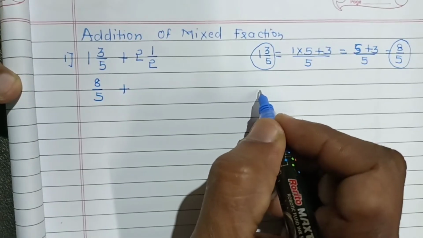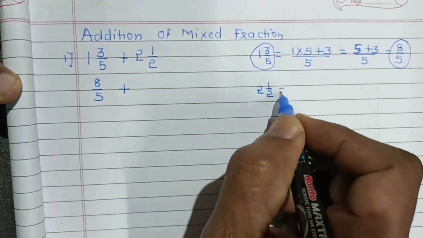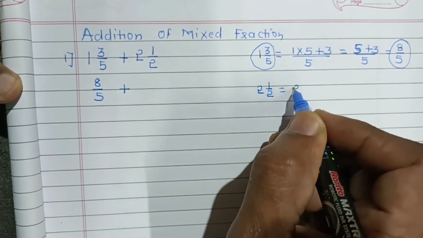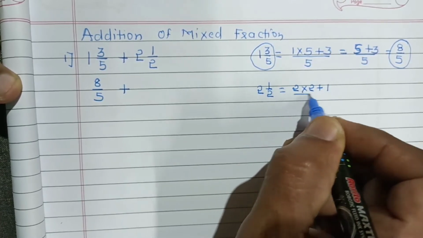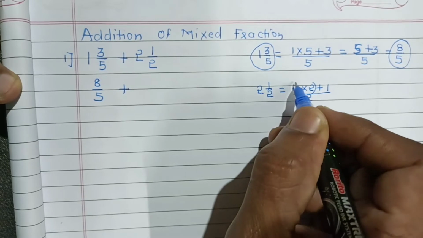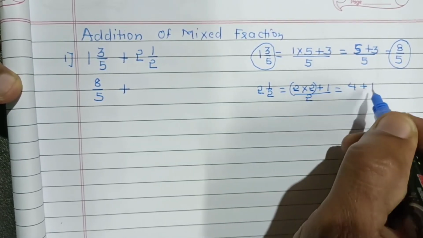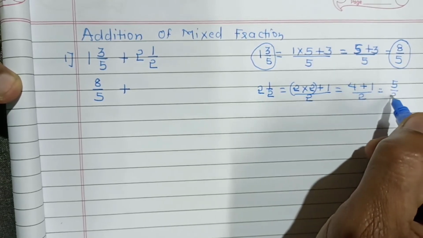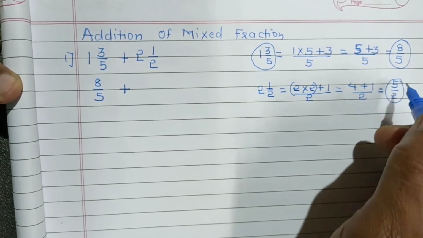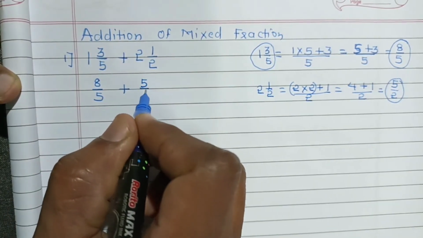Let me write here, 2 into 1/2. So 2 into 2, plus this is 1 divided by 2. So 2 into 2 is how much? 4. This is plus 1 divided by 2. 4 plus 1 is 5/2. So this is the improper fraction of this mixed fraction. So this you have to write here, 5/2.